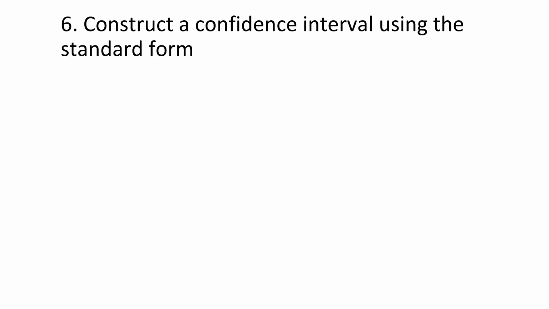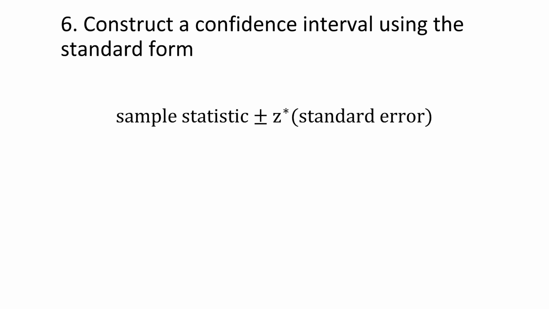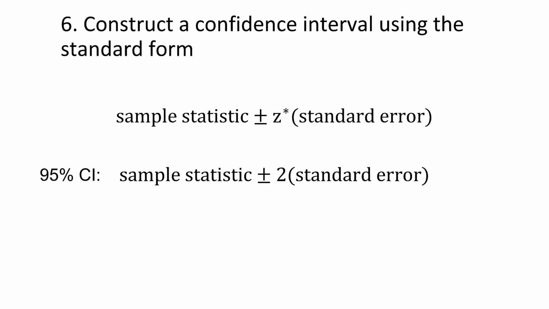Our last learning objective is to construct a confidence interval using the standard form. This is the standard form of a confidence interval: the sample statistic plus and minus the z multiplier times the standard error. This should look very similar to the formula that we used in lesson 4 when we were constructing a 95% confidence interval using the standard error method.